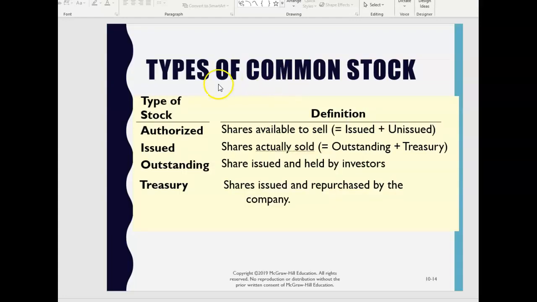So just a reminder here: authorized shares are those available to sell over the life of the company, unless we do a whole bunch more paperwork, then we can raise it. Otherwise, the shares available to sell are issued and unissued shares. What's issued is the shares that we actually sold, and that includes outstanding shares and treasury shares, which we'll talk more about. Outstanding shares are just the ones that have been issued and held by the investors. Treasury shares have been issued, and then we've repurchased them. We'll talk about why we might want to do that.